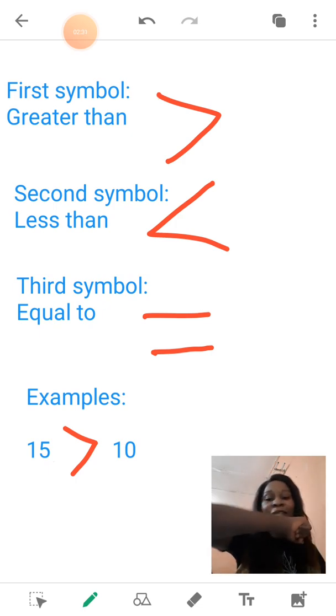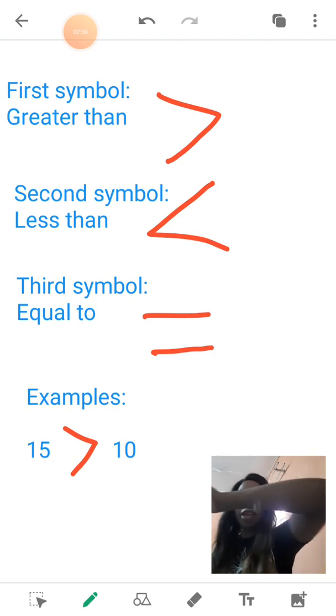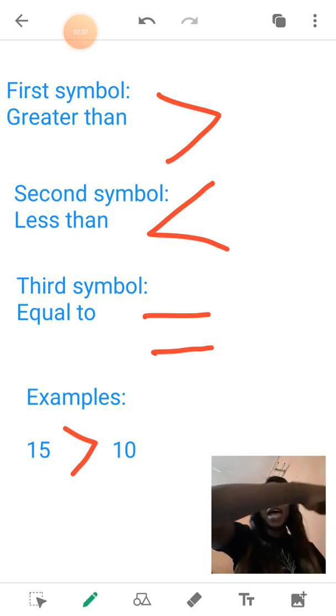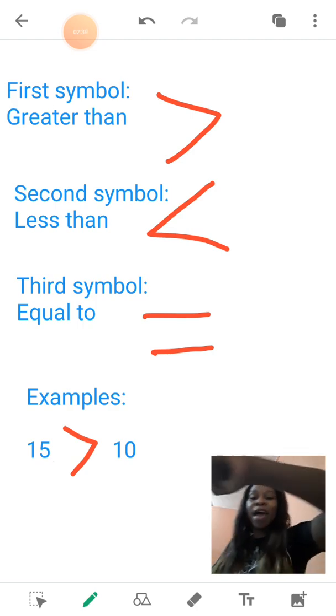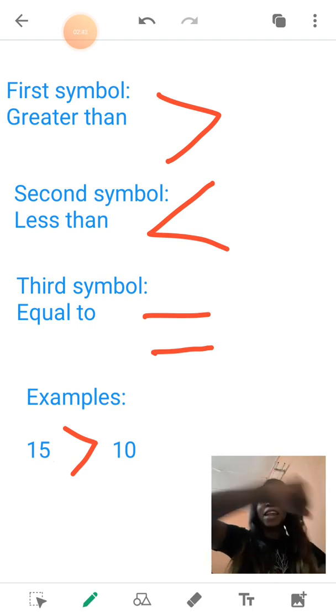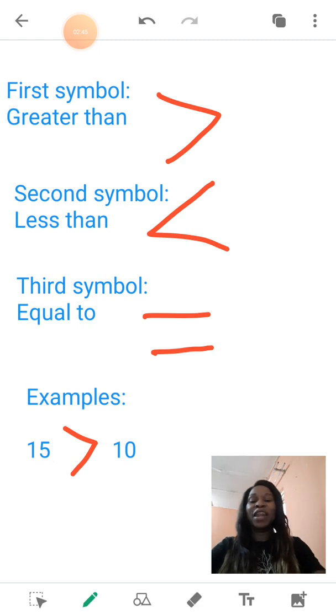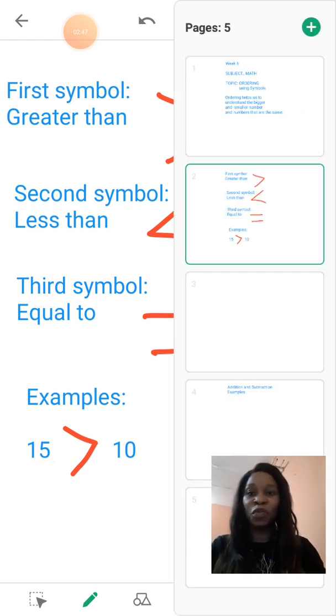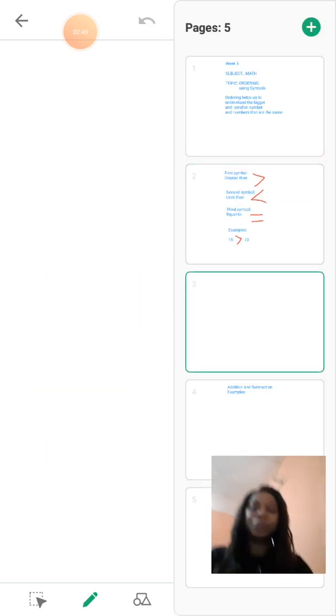Remember, left hand, less than; right hand, greater than. Now let's take some sums. Once we've understood that, then we can take some examples.